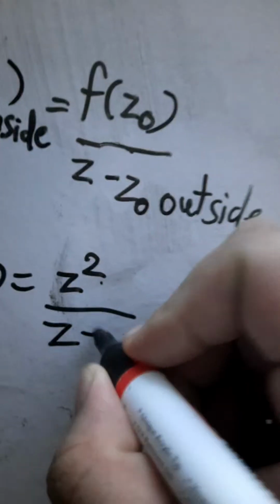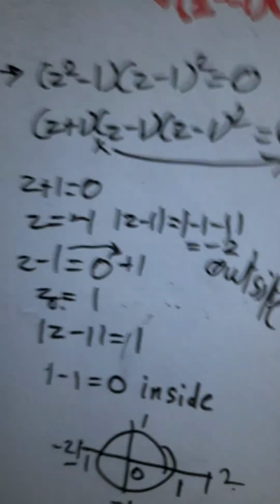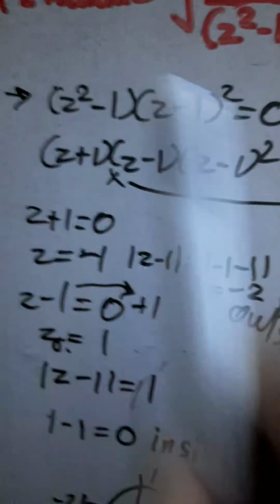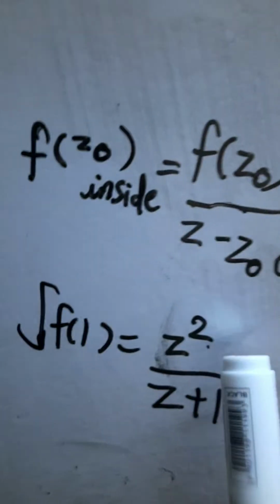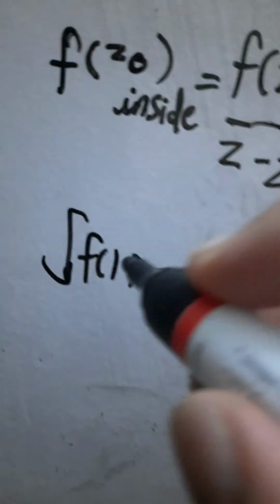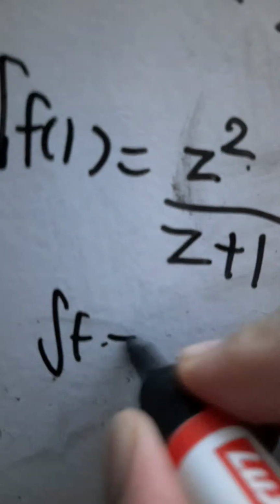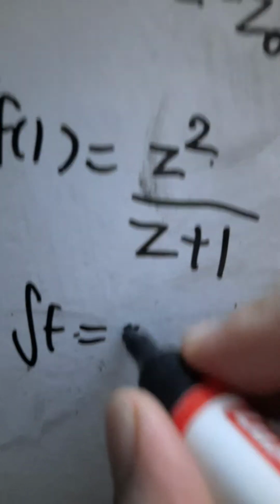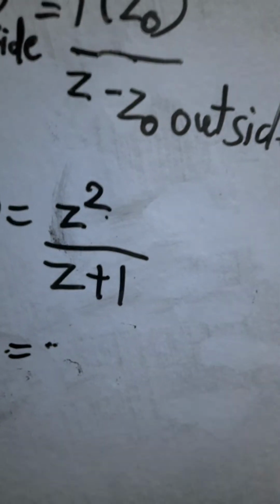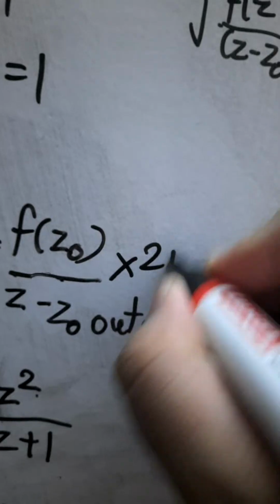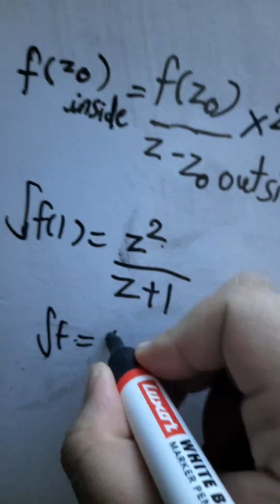Then we would take its function and z plus 1. So whichever factor was outside, we would take that in the denominator, like this one, z plus 1. Z square was the numerator, so we have to take it. And we would substitute z by 1, the one which was z naught inside. Now integration of f is equal to, wait a second, into 2 pi I. I forgot, into 2 pi I.